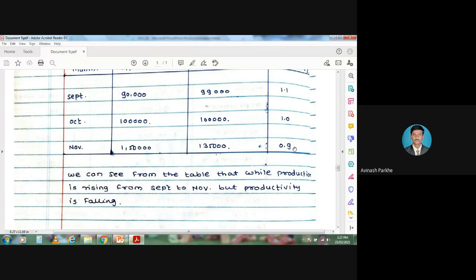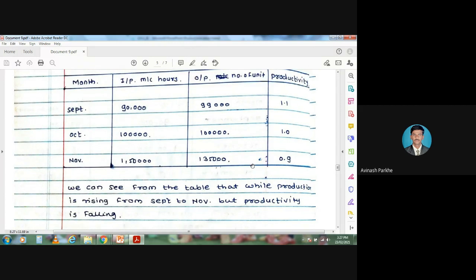Through this example, I can repeat once again, the production of that machine increases from 99,000 to 1,35,000, but at the same time the productivity falls. So we can conclude that production does not depend on productivity, nor productivity on production. Sometimes productivity increases with increasing production, but sometimes productivity decreases with increasing production because input parameters increase. So this is the first example we have discussed in order to understand the basic difference between production and productivity.